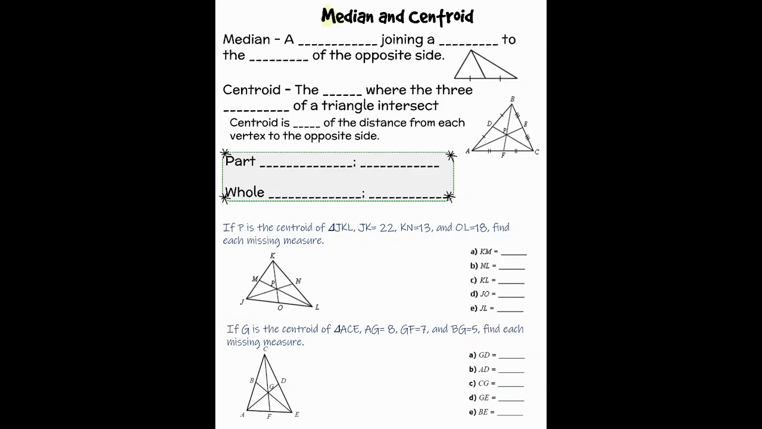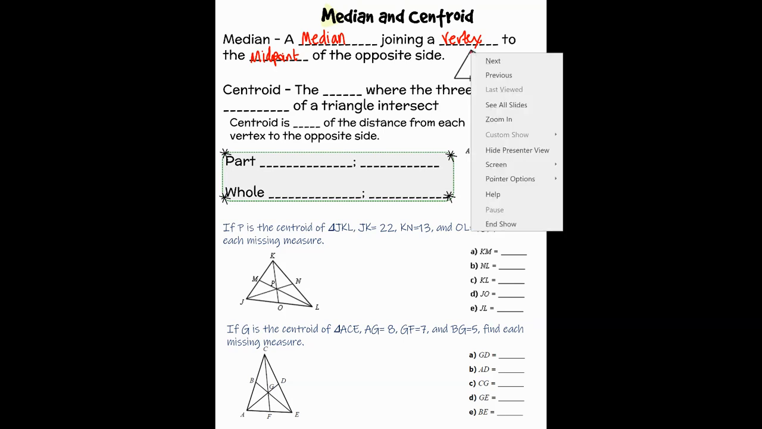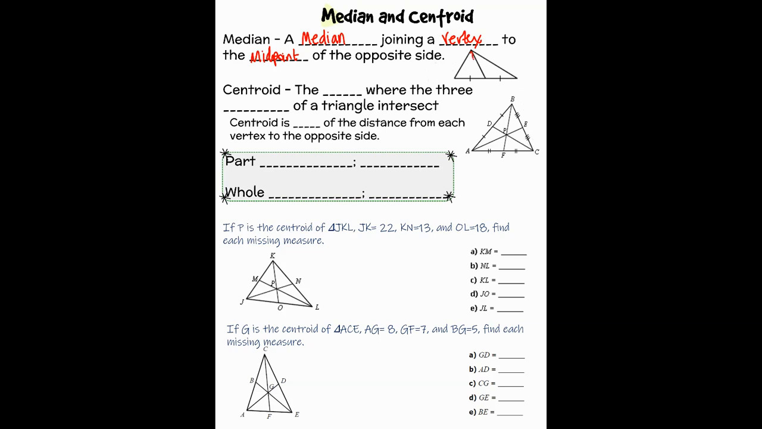Median and centroids. More things within our triangles. A median joins a vertex to the midpoint of the opposite side. So we have our triangle, our vertex, remember, is our angle up here, and this is our median. It's going from the vertex down to the opposite side at the midpoint. Remember, midpoint means the middle of that line. So these two sides are congruent.